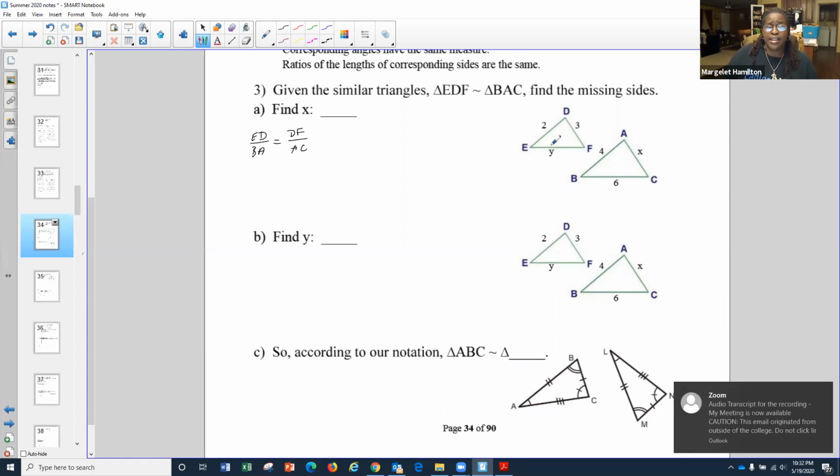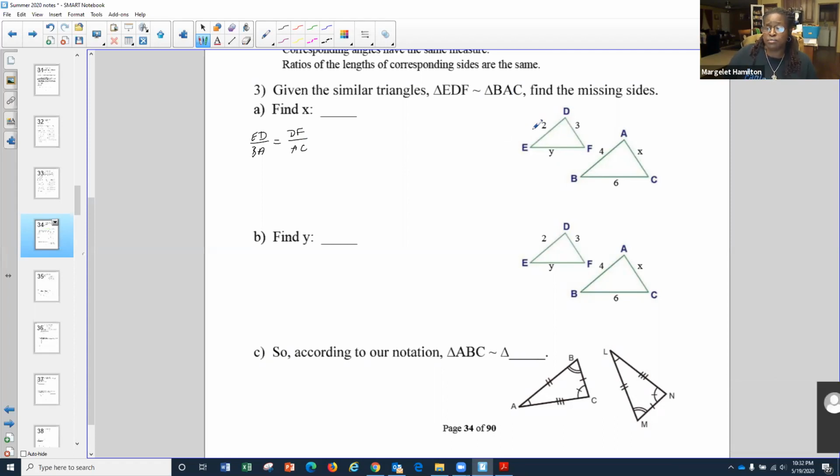We see now there's my generic structure. Now I'm going to take this and replace it with the numbers that I have so that I can solve for x. So I see that ED, that's my 2, all over 4 equals 3 over x. I have to have the x in my setup so that I can solve for it. I cannot incorporate the y in there because then I would have 2 unknown variables. You have to be consistent.